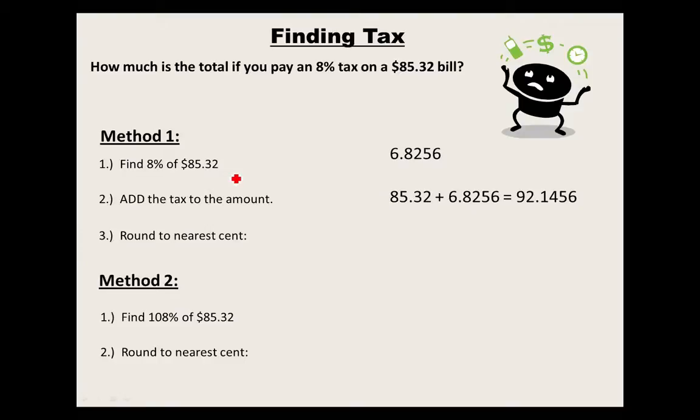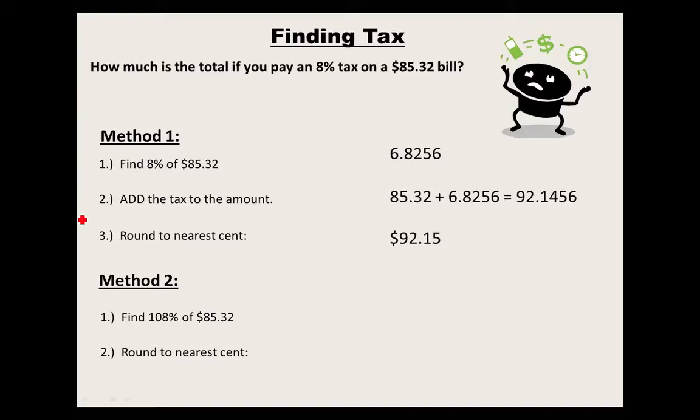So I'm just going to do 85.32 plus 6.8256, and I get 92.1556, sorry. And then round. Okay, so then now I got $92.16... $92.15. And there you have it.